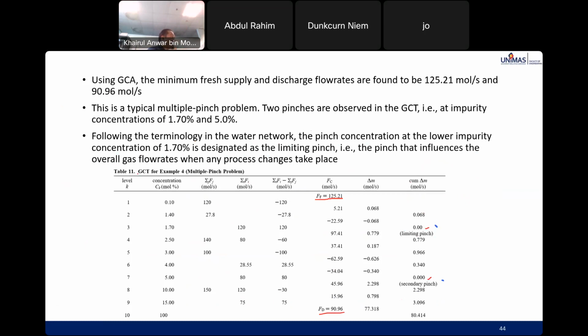So meaning in the infeasible GCT for this example 4, the FFK value is actually here, 1 to 5.21. How do they come about with 20? Actually, they do the cascade here. See cascade 0.068 minus 0.068, like this. Then here is the middle number.